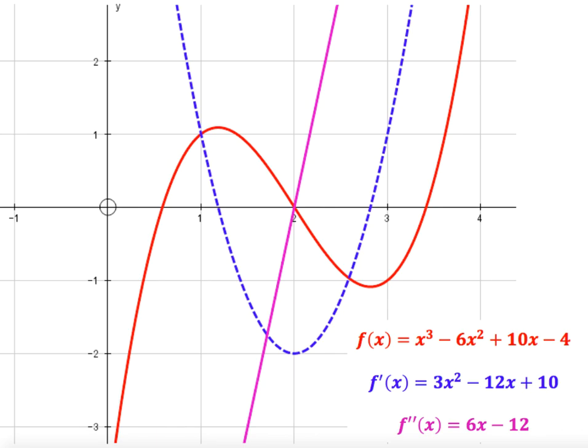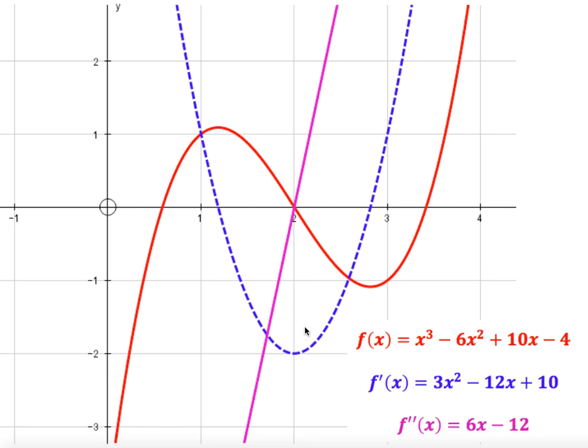Okay, the purpose of this podcast is to explore the relationship between a function, its first derivative, and its second derivative. So here you see a cubic polynomial, the red function, and clearly its derivative, which is quite straightforward to calculate, right? 3x squared minus 12x plus 10.